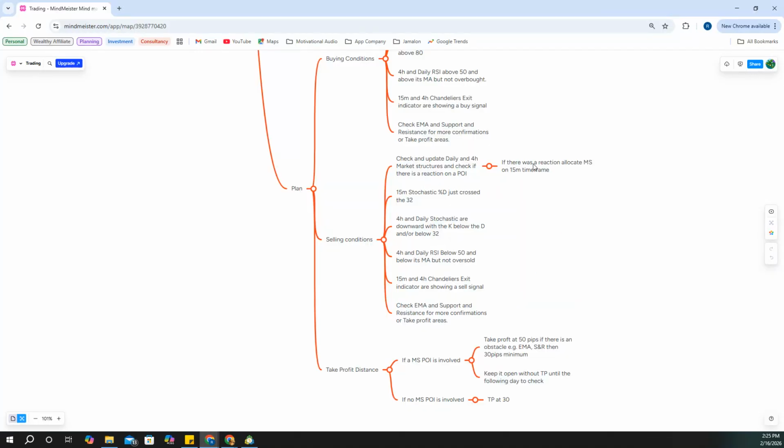And then if there was a reaction, allocate market structure on the 15-minute time frame. Actually, I don't do that. This is not something that I always do. Sometimes I do it, but not all the time. The first thing that I check, yes, I check the market structure, but then the first thing that I look at, and this is why I said this needs modification, because one of the conditions, a very important condition, is the 4 hour and the daily RSI below 50 and below its MA, but not oversold.